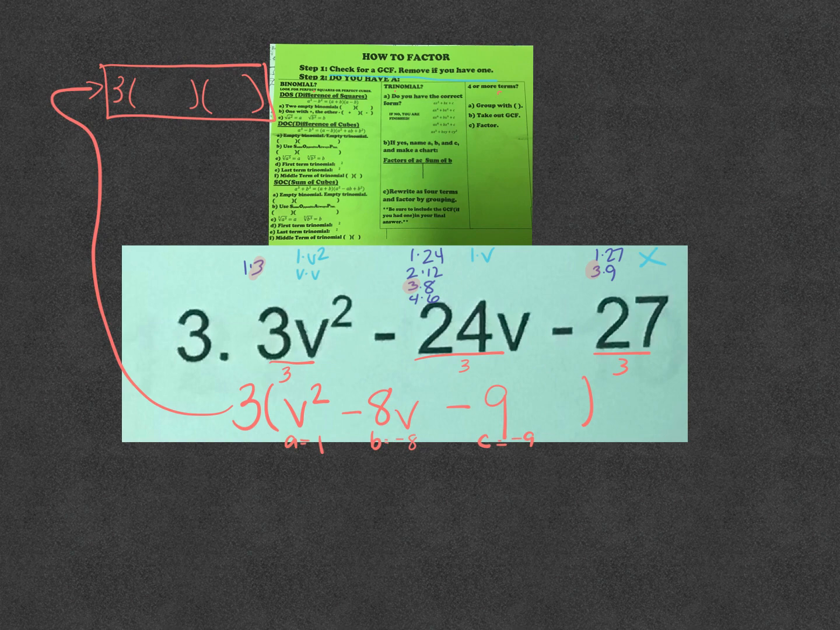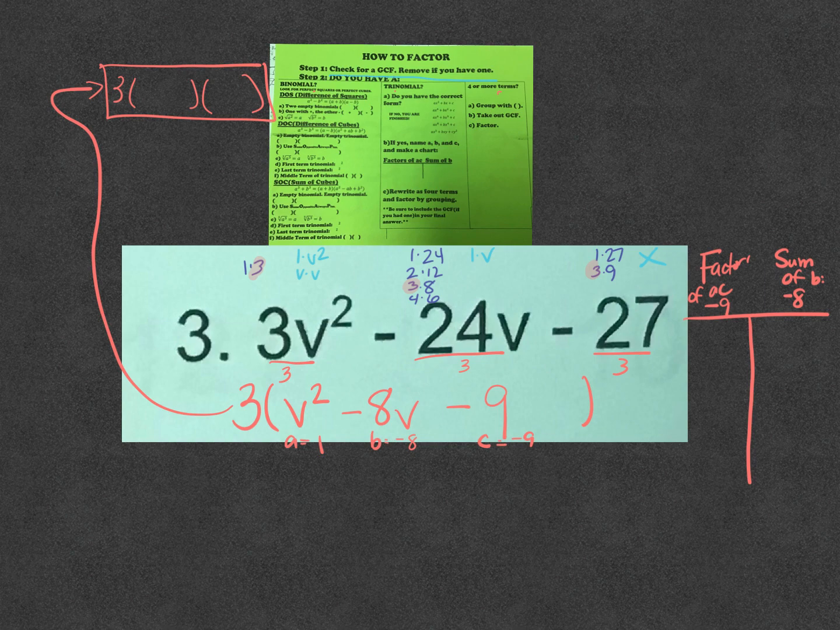Okay, so then it says make a chart. So I'm going to come over here and make my chart. I want factors of A times C. A is 1, C is negative 9, so 1 times negative 9 is negative 9. And I want to try to find a sum of negative 8. Sum of B. And B is negative 8. So again, I don't know why I just have negative products. Hopefully one of these will be a positive.